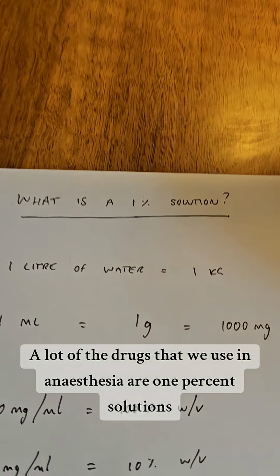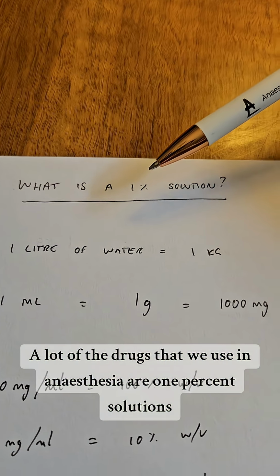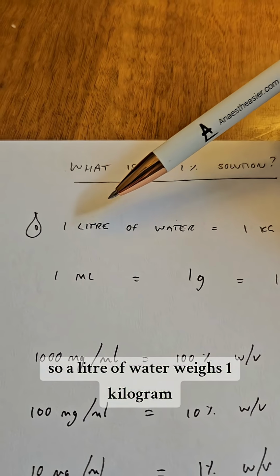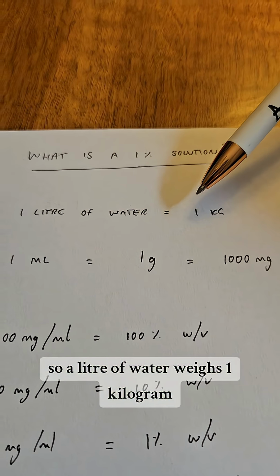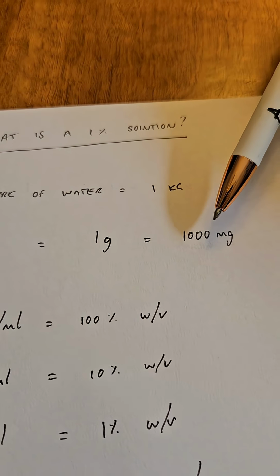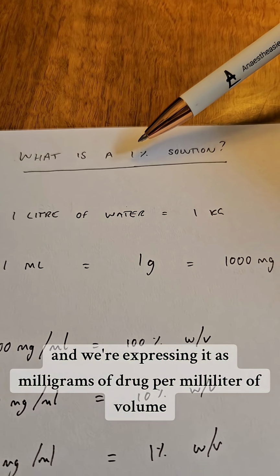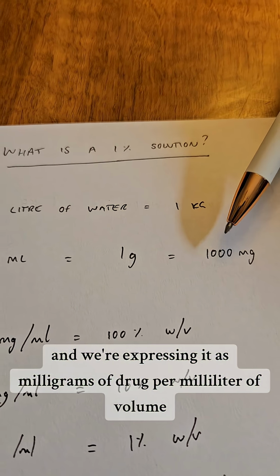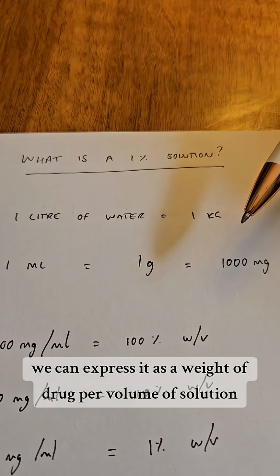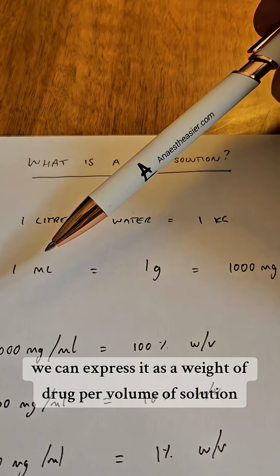A lot of the drugs that we use in anesthesia are 1% solutions or some other percentage. But what does this actually mean? So a litre of water weighs 1 kilogram, and therefore 1 milliliter of water weighs a gram, or 1,000 milligrams. So if we've got a solution and we're expressing it as milligrams of drug per milliliter of volume, we can express it as a weight of drug per volume of solution.